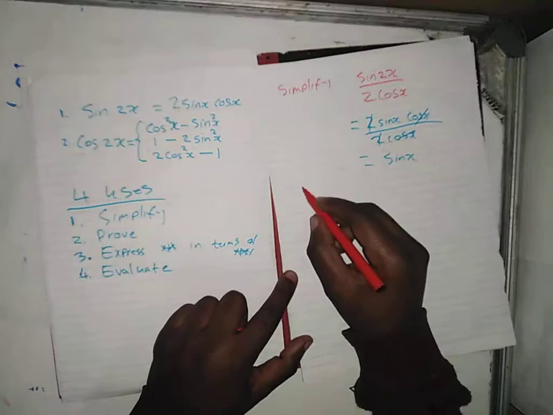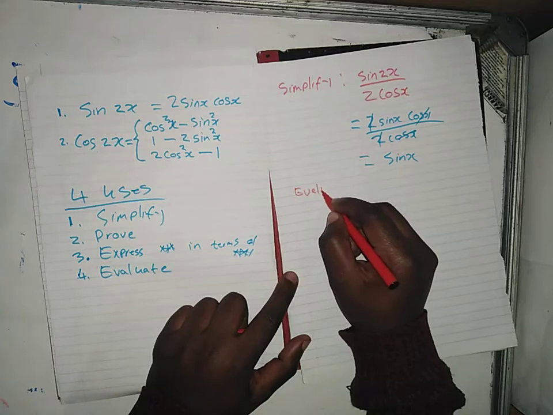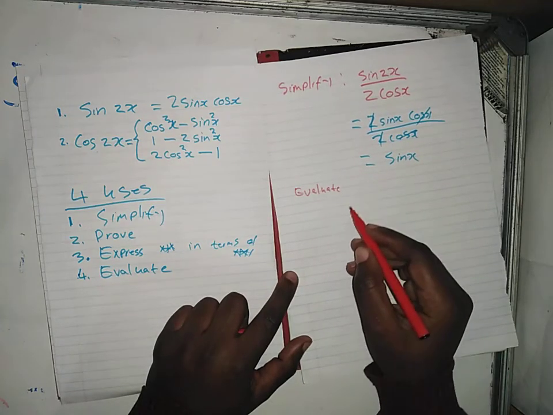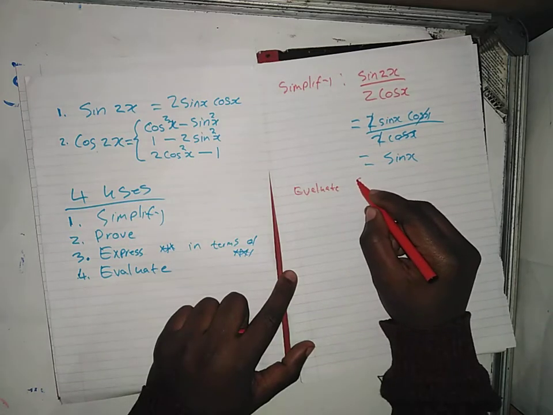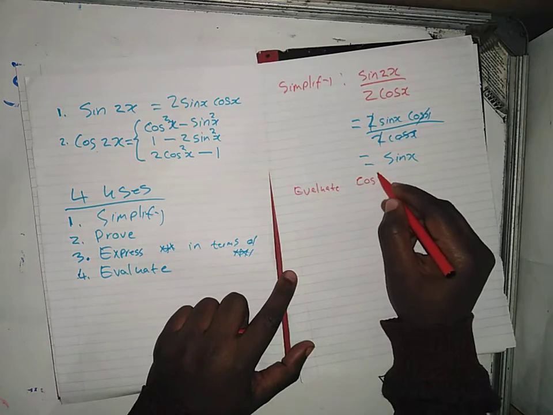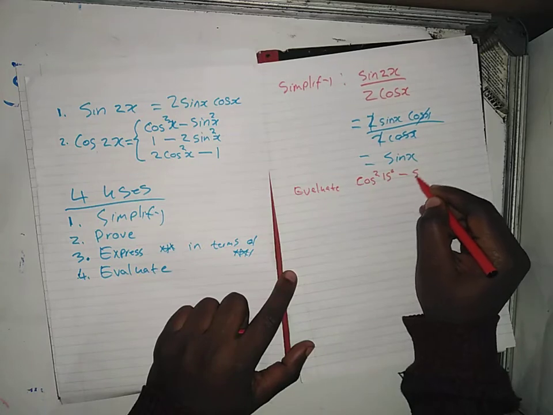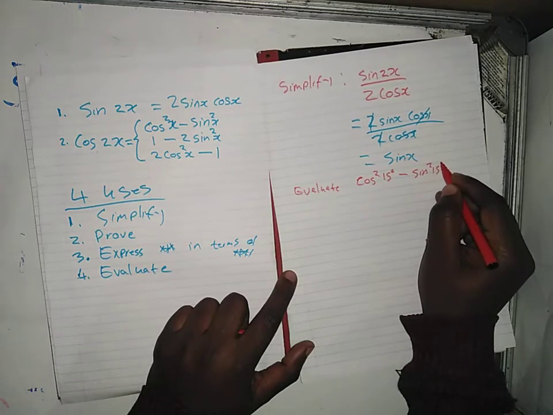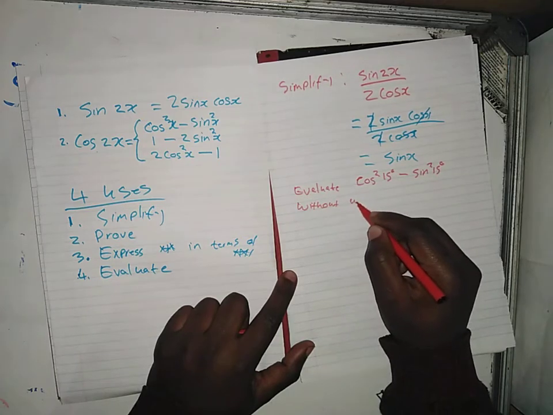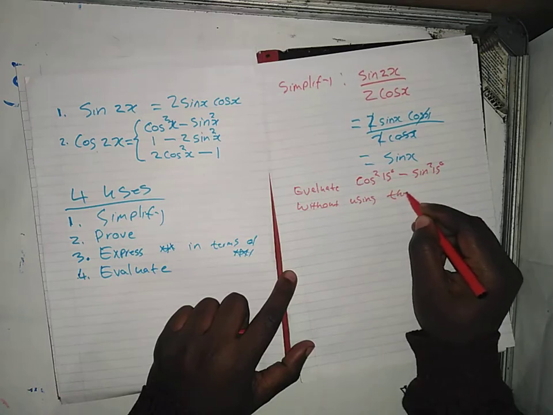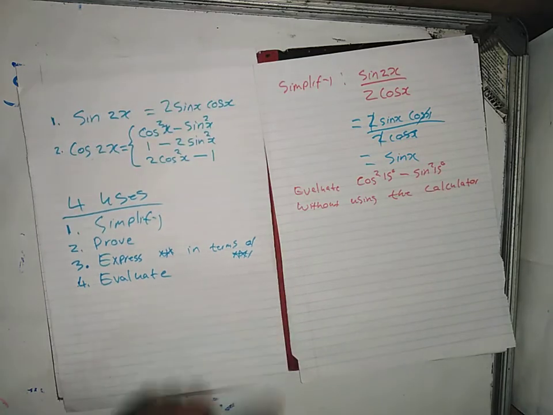Let's say that they say to you, evaluate cos squared 15 degrees minus sine squared 15 degrees without using the calculator. Now, what do you do in those kinds of cases?